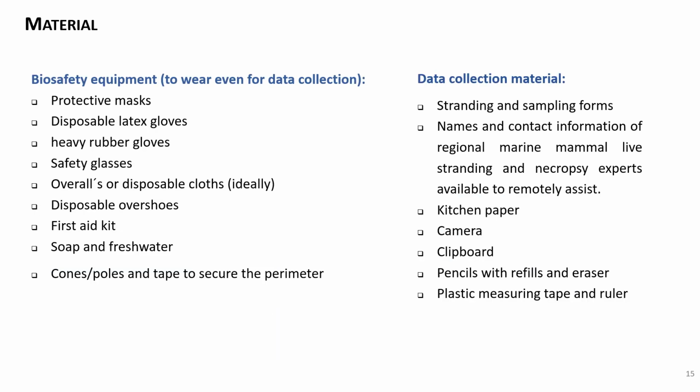We need biosafety equipment to wear even for data collection. We need protective masks, disposable latex gloves, heavy rubber gloves, safety glasses, overalls or disposable clothes, ideally disposable overshoes, first aid kit, soap and fresh water, cones, poles, and tape to secure the perimeter. And for data collection material, we need stranding and sampling forms, name and contact information of regional marine mammal stranding and necropsy experts available to remotely assist, kitchen paper, camera, clipboard, pencils with refills and eraser, and plastic measuring tape and ruler.